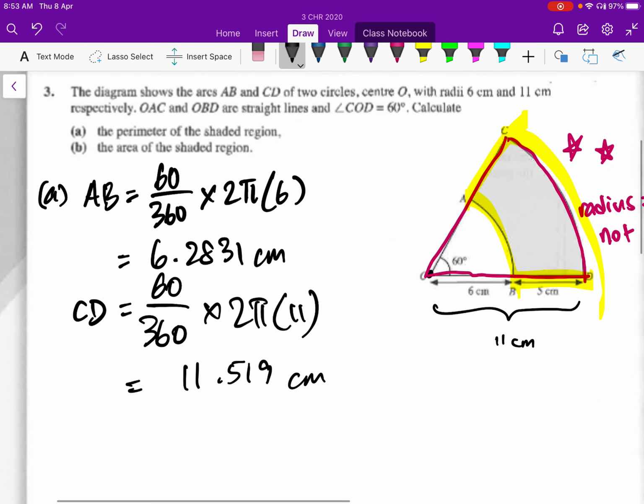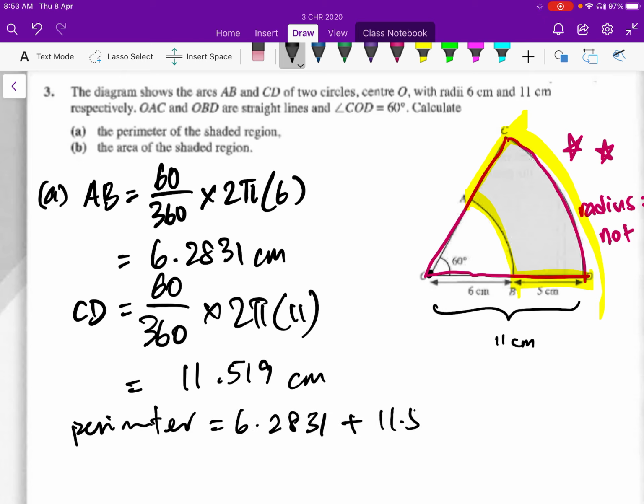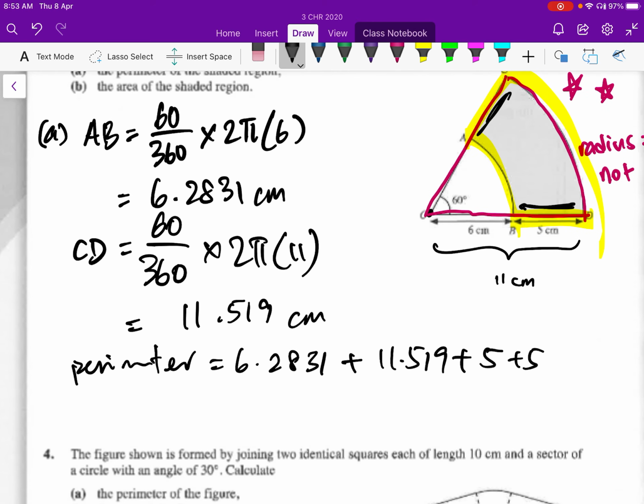Then the whole perimeter, 6.2831, 11.519, plus another 5, plus another 5. They came from these two straight lines. Okay, the perimeter is made of a curve, plus another curve, plus two straight lines. Total 27.802. So that is the perimeter.